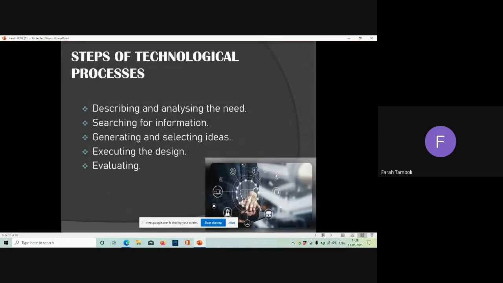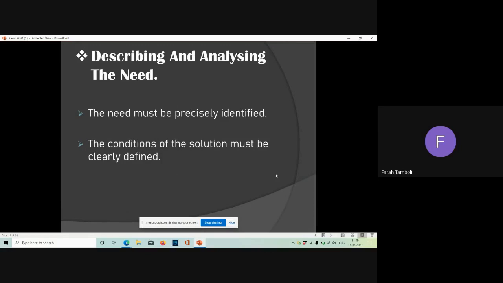Now, the steps of technological processes. Describing and analyzing the need, searching for information, generating and selecting ideas, executing the design, and evaluating. Now, see the first one: describing and analyzing the need. The need must be precisely identified and the conditions of the solution must be clearly defined.